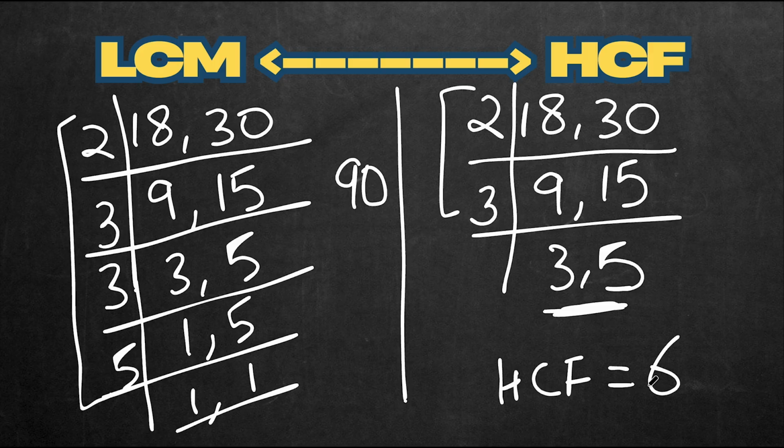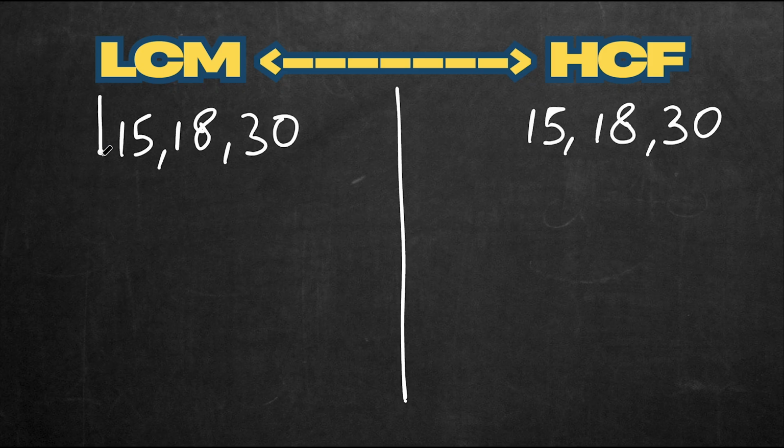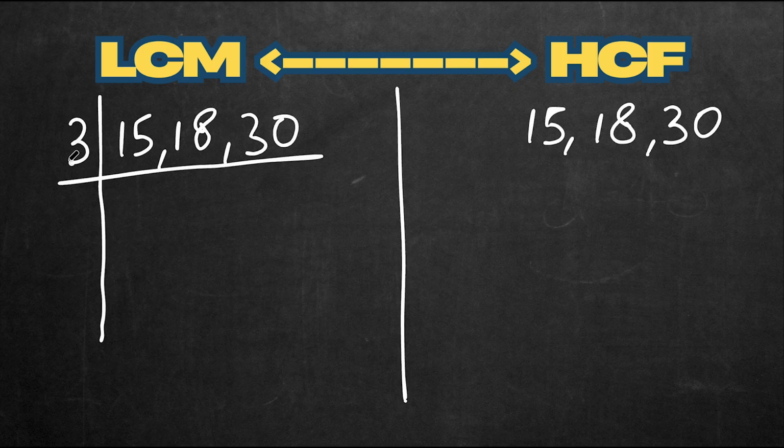Okay, now let's try this with this 3 number situation, right? And I'll show you how it works with 3 numbers. It's exactly the same, but just to clarify it. Okay, geniuses. So as you can see, I added a 15 to it, and let's head on to do the LCM. Okay, so I know they all can divide with a 3 for sure. So 3 times 5 is 15, 3 times 6 is 18, 3 times 10 is 30.